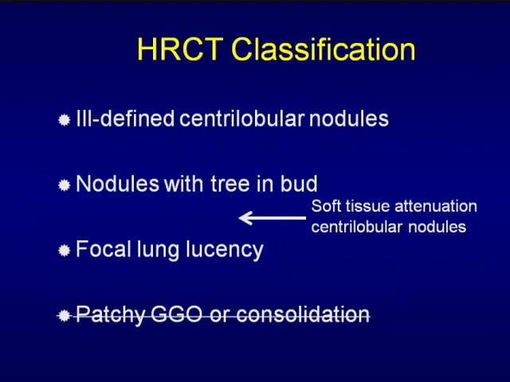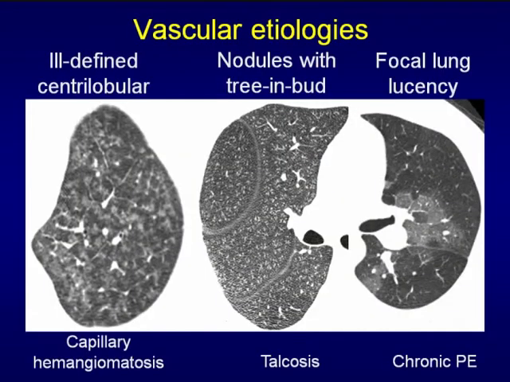And we're going to add one pattern here, which actually has a lot in common with tree-in-bud, which is soft tissue or dense central lobular nodules. And we'll talk about how there are some subtle differences between those two, but it does have a lot in common with the nodules with tree-in-bud.